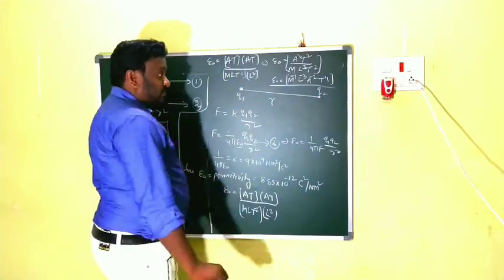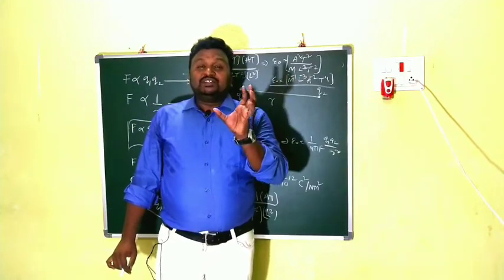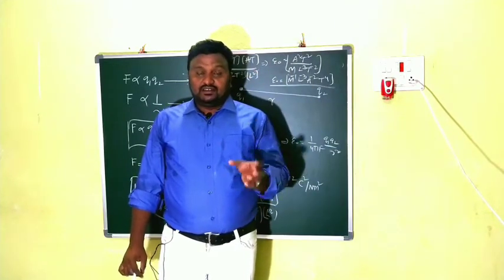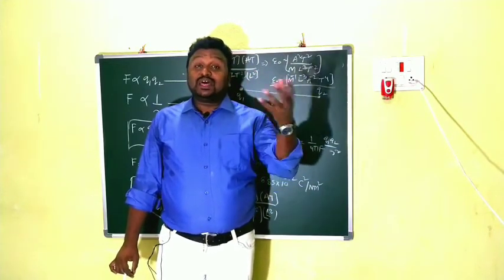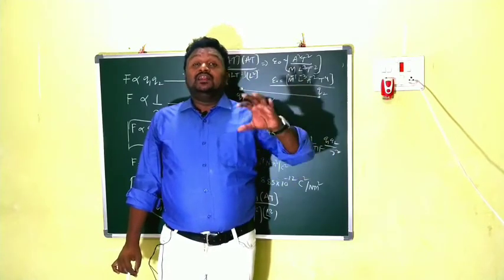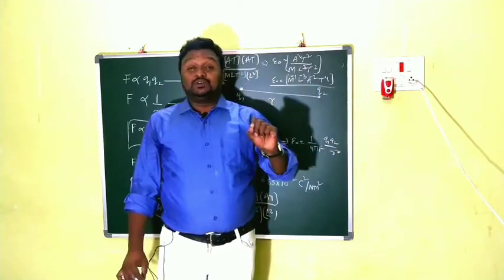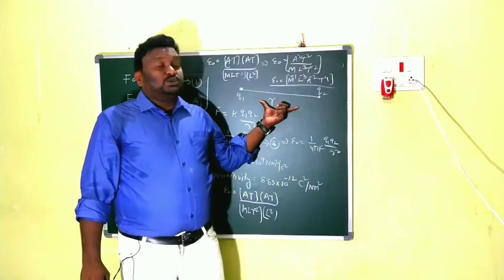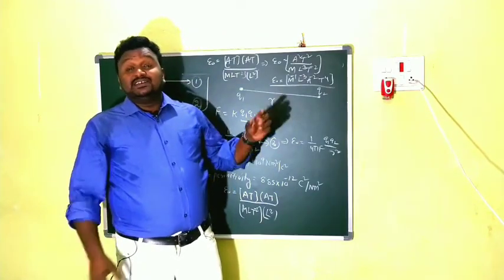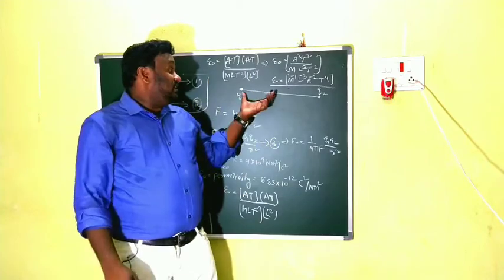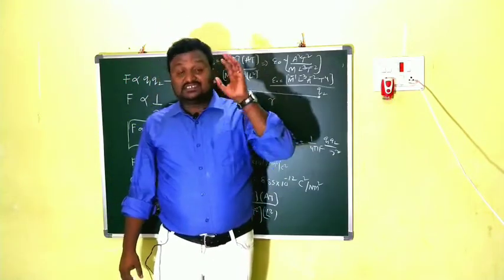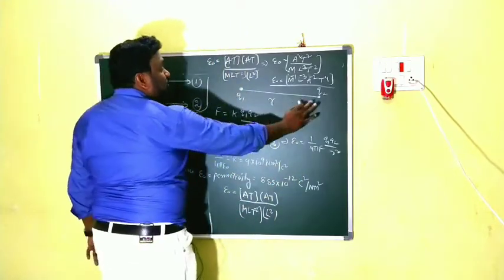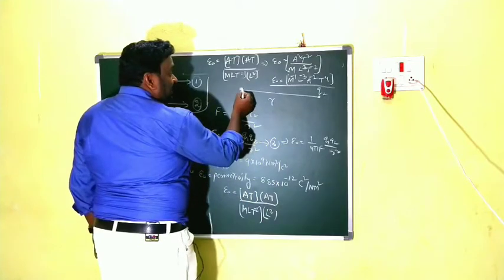In this case, when the distance between the two charges is more than the radius of the charges, then the charges should be taken as point charges. Clear? That's why I am calling it a point charge. Got my point? The distance between the two charges is more than the radius of the charges, then the charges should be treated as point charges.